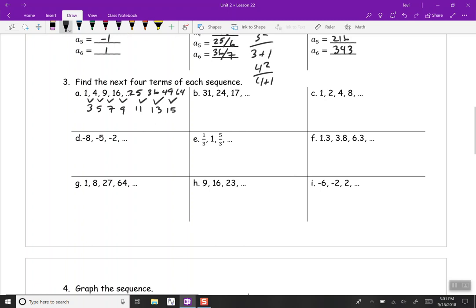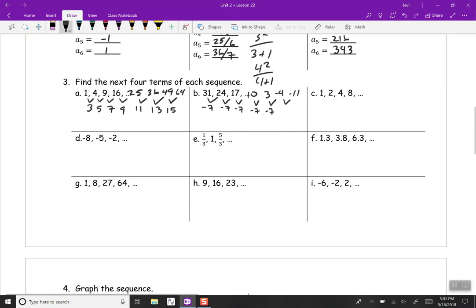31, 24, 17. So it looks like we're going down by 7, right? Down by 7 would be 10. Down by 7 would be 3. Down by 7 would be negative 4. Down by 7 would be negative 11, right? Next one, 1, 2, 4, 8.